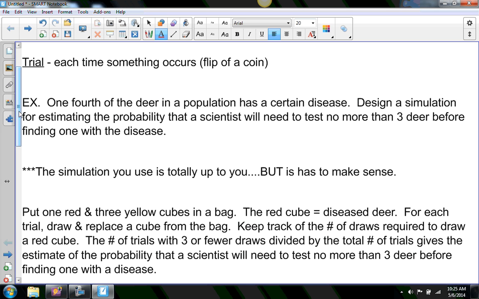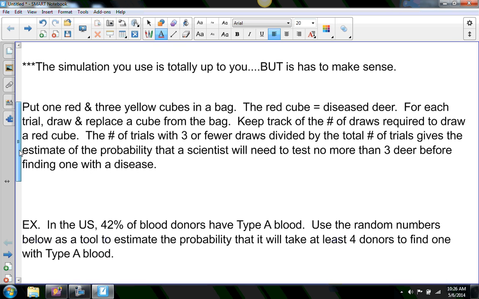That's my simulation. So I'm going to put 4 cubes in a bag. 1 of them is red, 3 are yellow. And I'm just going to keep drawing till I draw a red one. And I'm going to keep track of how many draws it took me to draw a red one. However many it took me out of the total number of trials I did, that's the probability that it's going to take no more than 3 deer before I find one with the disease. Are there other ways you can do it? Yes, there definitely are. Here's another example.